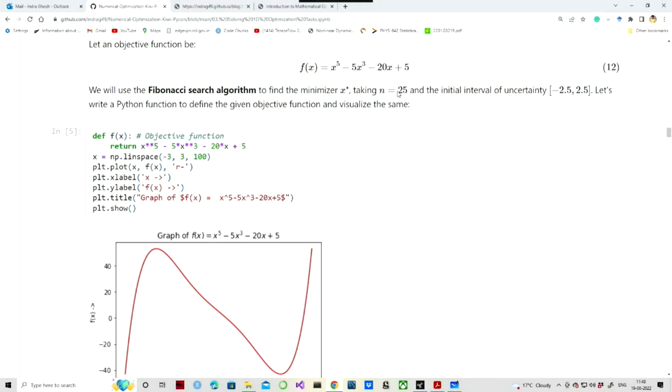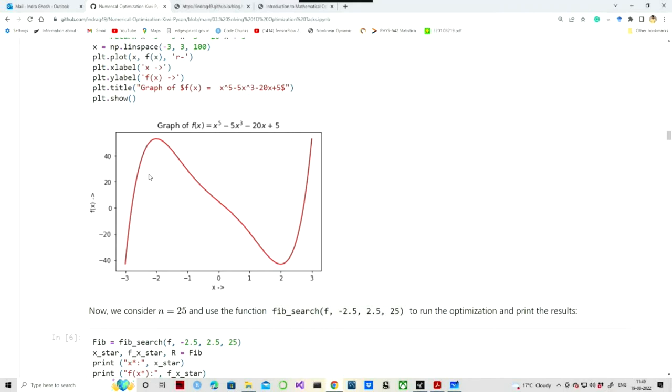So here we are taking n equals to 25, and the initial interval of the uncertainty, so this is the tricky part. Getting the uncertainty interval needs some kind of knowledge of the function f of x, which, in a real world scenario, is not always possible. But yeah, that's the constraint, if you can think like that. You need to have some idea of how the function is going to work. But here we are considering this uncertainty, and we define the function f of x, and the function f of x looks like this if we run the cell.